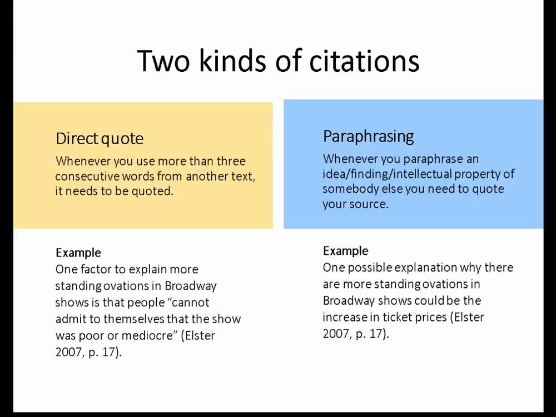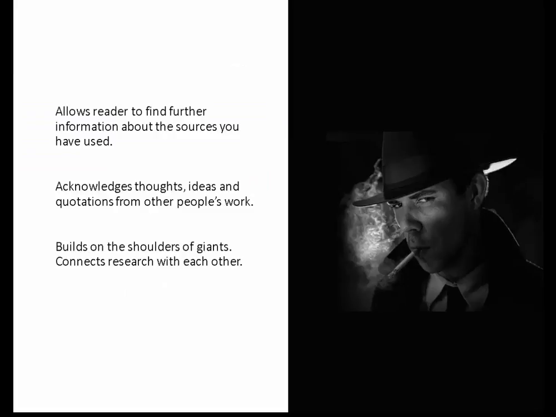Okay, so these are sort of the two kinds of citations. When you write a paper, you really need to do that. Why do we do that? Well, as I already mentioned, it allows the reader to find further information about the sources that you have used. So then the reader can actually jump back in.